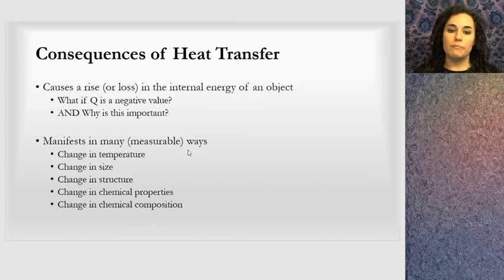This manifests in many measurable ways, which I'm excited to study. We'll get into study each one of the effects. There's some sort of change in temperature. That may be one of your more intuitive notions about this material: when heat flows, there's going to be a change in temperature. There's also a change in size, just like in thermometers. There's a change in structure, physical structure. So you may melt ice, and so it takes heat to melt ice, and there's a change in physical structure. The chemical properties may change, or the chemical composition may change. When you add enough heat to a system, you can get it to separate.